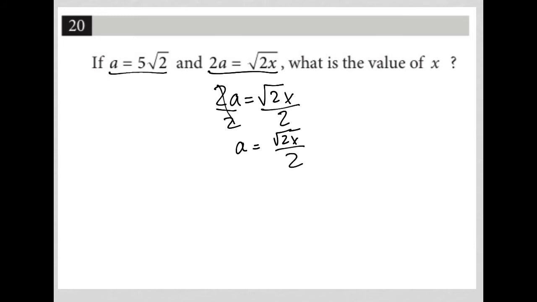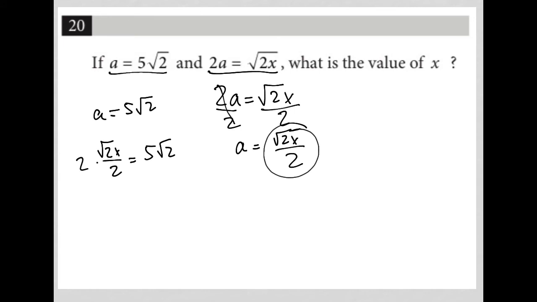And doing that actually is very helpful because this equation has a equals 5 root 2. And now that I know that a is root 2x over 2, I can rewrite this as root 2x over 2 is equal to 5 square root 2. And now when I multiply both sides by 2 to start simplifying this, I get the square root of 2x equals 10 root 2, because this 2 gets multiplied by the 5. So I get 10 root 2.